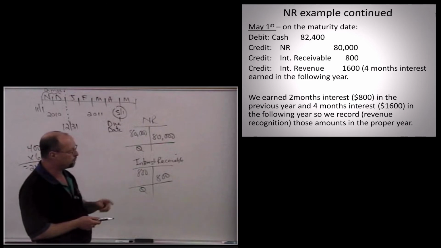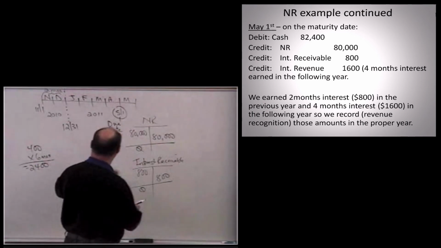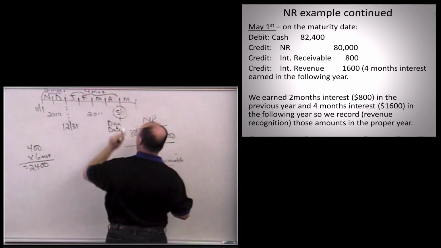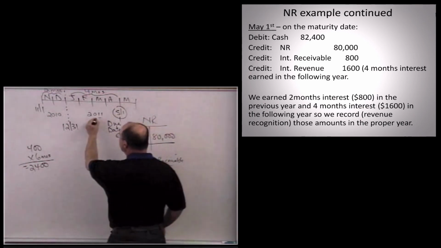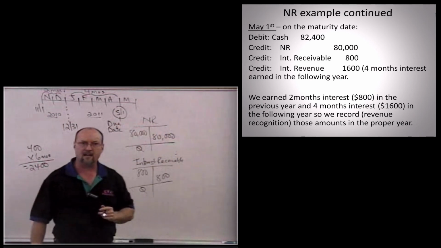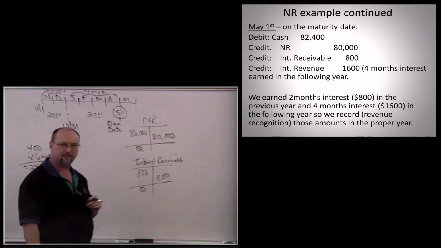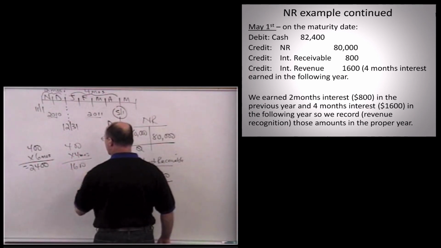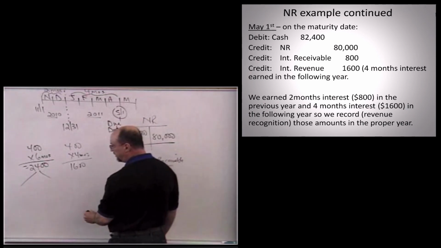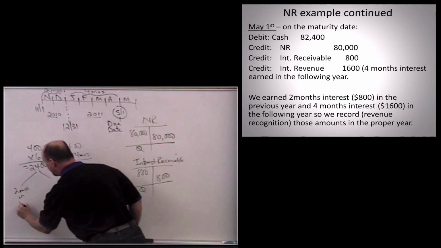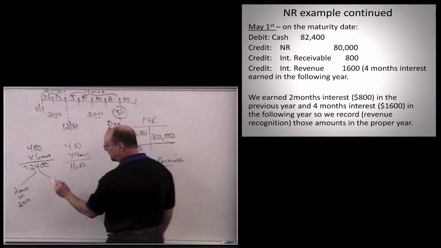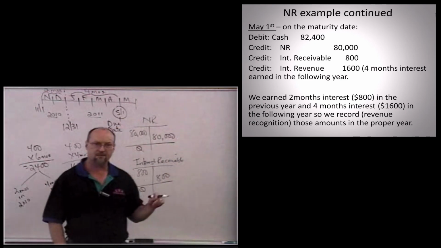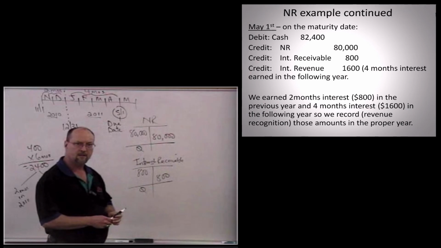and then my last credit in my journal entry is to credit interest revenue for $1,600, which is these 4 months, January, February, March, and April. I've earned 4 months more interest in 2011, so I have to recognize 4 months interest in 2011. And 400 times 4 months, $1,600. So total interest, 6 months interest, 2 months are in 2010, and we recognize those in 2010. 4 months are in 2011, and we will recognize the revenue right here on May 1st, 2011.